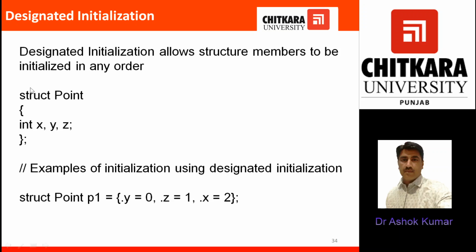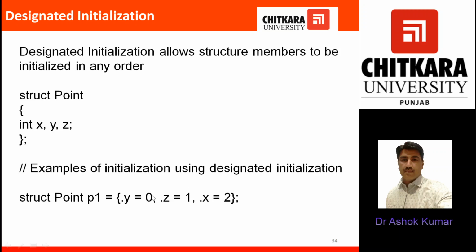We have declared one structure named point. It has three members x, y and z. Over here we are declaring a structure variable p1, and now if you want to initialize the structure members, you can put three values within the braces. The first value will be assigned to the variable x, the second to the variable y, and the third to the variable z. But if you don't want to assign the values in that order, then here is the method that is called designated initialization.